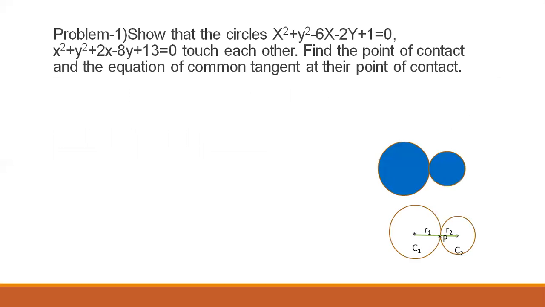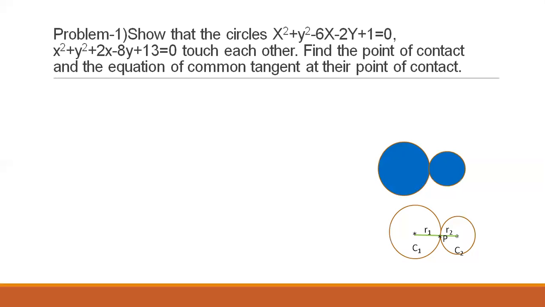Let us take the problem number 1, children. Show that the circles x square plus y square minus 6x minus 2y plus 1 equal to 0, and x square plus y square plus 2x minus 8y plus 13 equal to 0 touch each other, and find the point of contact and the equation of the common tangent at their point of contact.